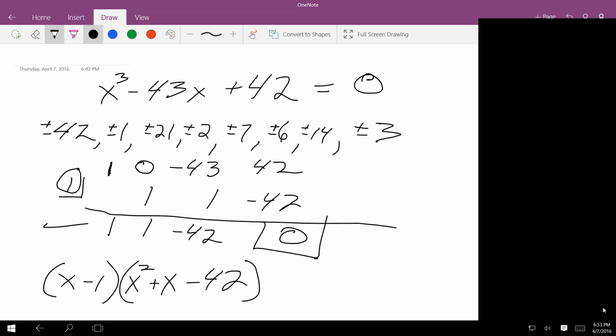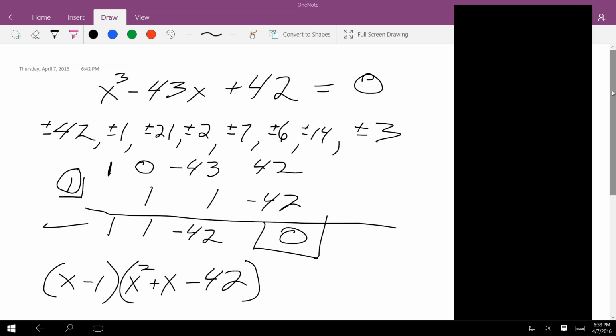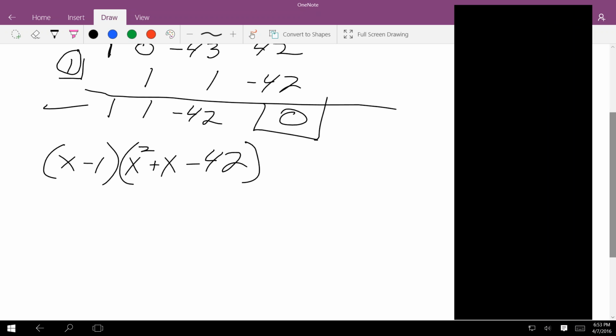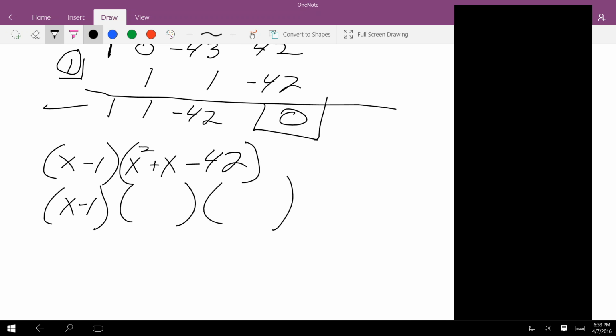And now the problem becomes fairly straightforward and simple. I can factor 42. In other words, now quadratics are a piece of cake to deal with compared to cubics. That looks like it's going to be x minus 6 times x plus 7. So your three solutions are what, if all of them are equal to 0? 6 and negative 7.